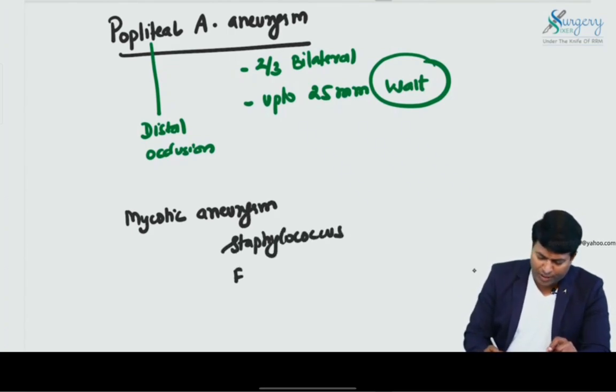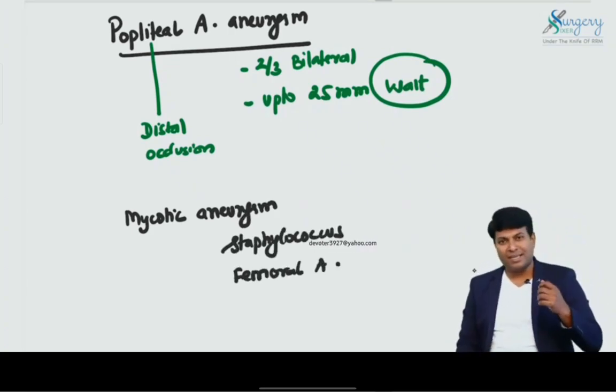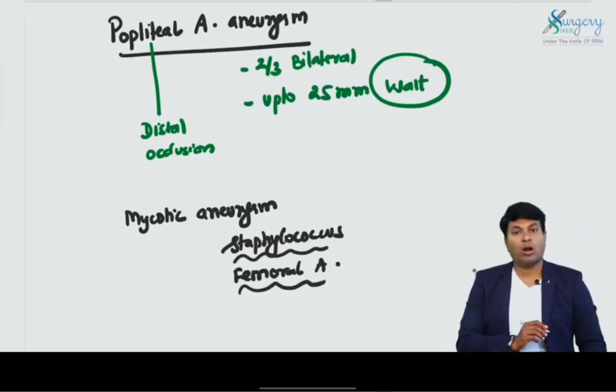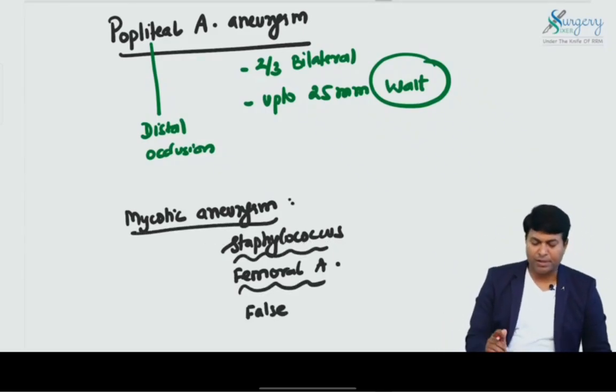It is usually seen in the femoral artery because many times the house officers or the residents go and take blood from the femoral artery without proper sterile precautions. That results in infection going inside. It is a femoral artery aneurysm and it is a false aneurysm. Please don't forget, it is a false aneurysm. So these are the various aneurysms I want you to remember.